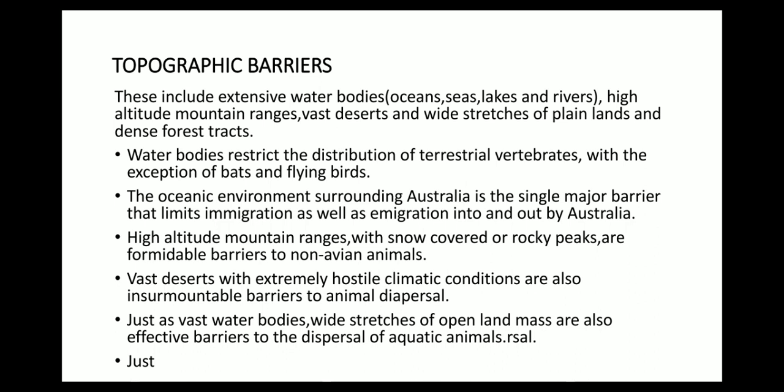Just as water bodies, wide stretches of open land masses are also effective barriers to the dispersal of aquatic animals. This is evident from the fact that fishes of the west coast of Panama were different from those of the east coast before Panama Canal was built. Some species of fishes are found on both sides. This reveals that such fishes have been able to move along the canal from one coast to the other. These are topographic barriers.